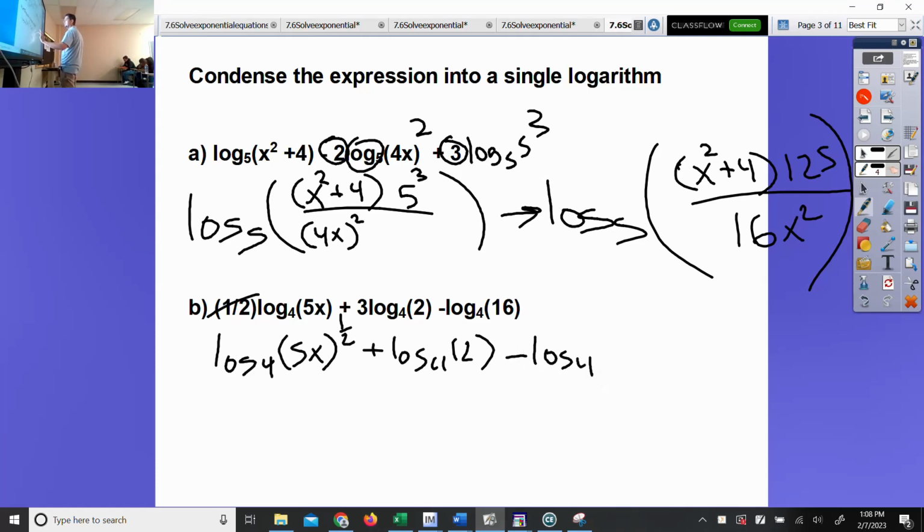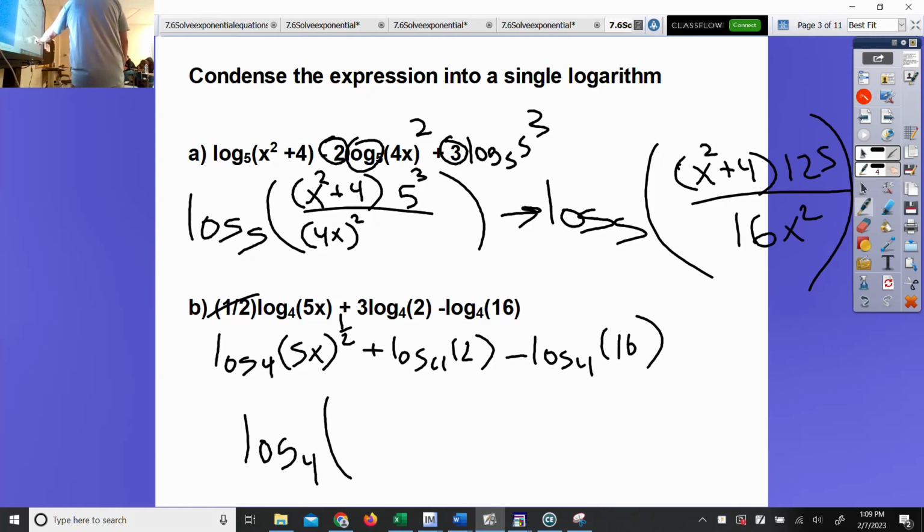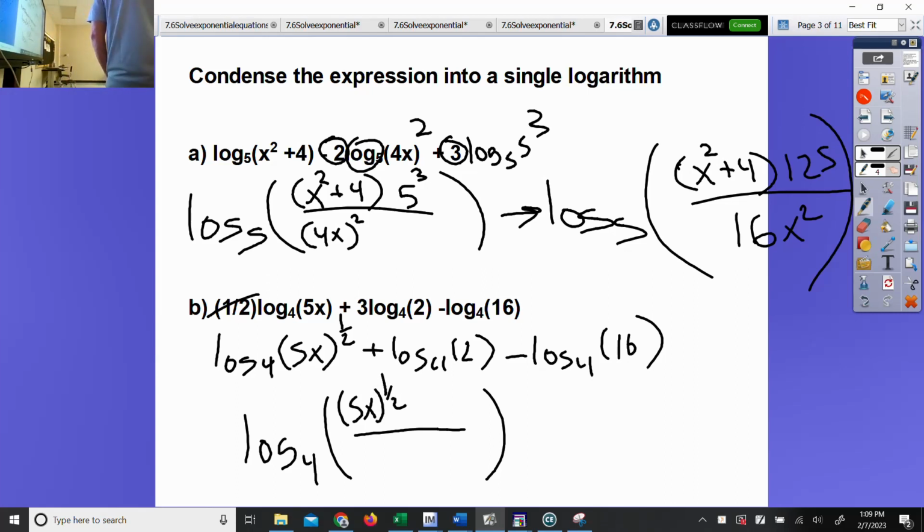Now you're ready. One big log base 4. Got 3 things in it. What's something in the numerator? 5x to the 1/2. What else is in it? 2 to the 3. Oh, I forgot the 3, didn't I? Maybe you told me I forgot to write down 2 cubed. By the way, I'm putting them up top because they are what? They're positive. Where's the 16 go? On the bottom.